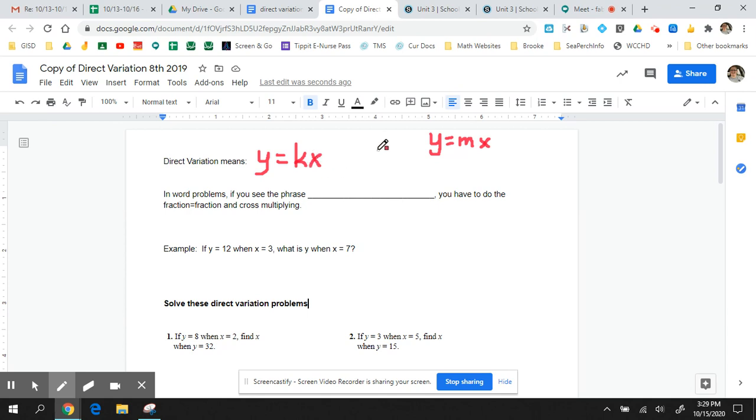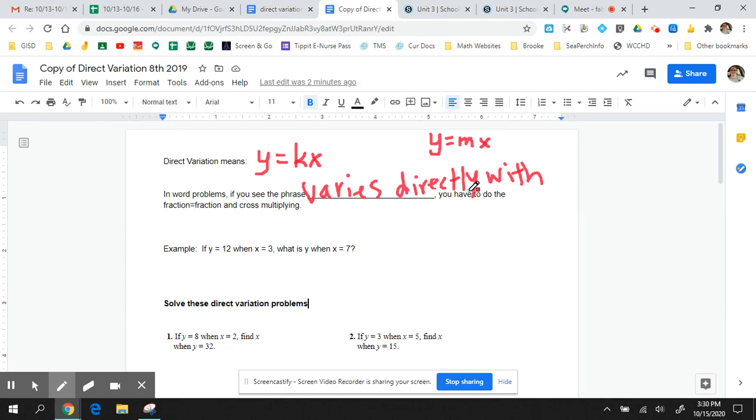If we were to graph this direct variation, it would actually be a proportional graph, so it would go through the origin. And that's if we would graph it. But in a word problem, if you see the phrase "varies directly with," that's a key phrase you will see when working with these types of problems.